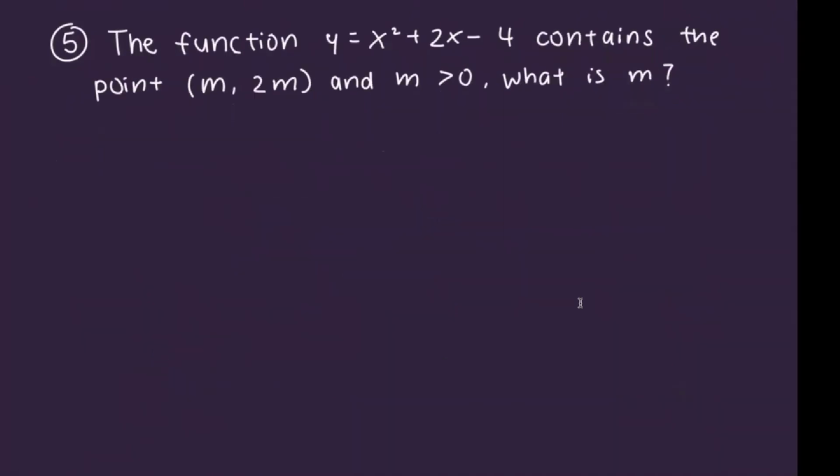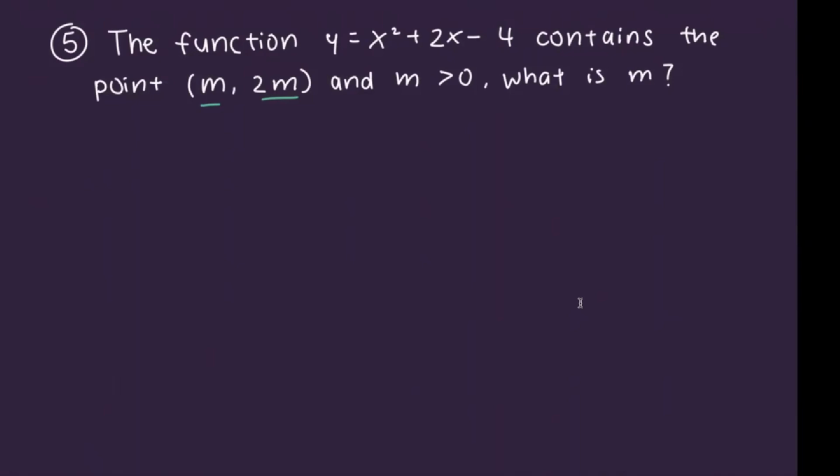Let's look at our fifth problem. The function y equals x squared plus 2x minus 4 contains the point (m, 2m), with m being greater than 0, which means that's positive. What is the value of m? So try not to get intimidated by all the variables.